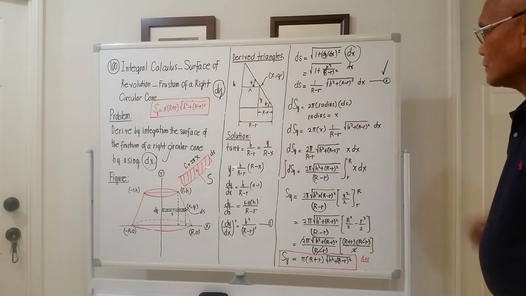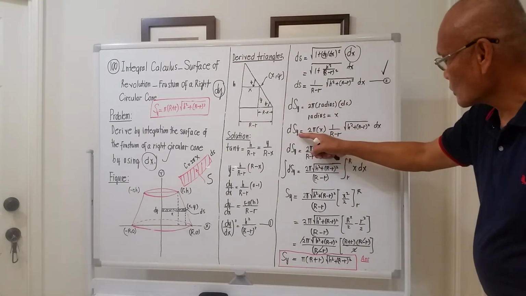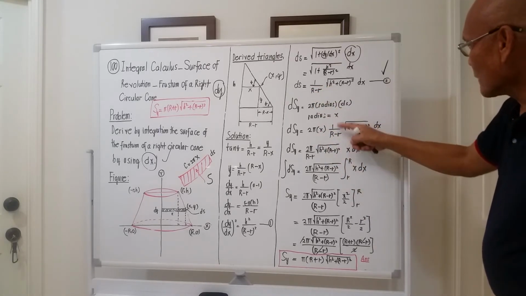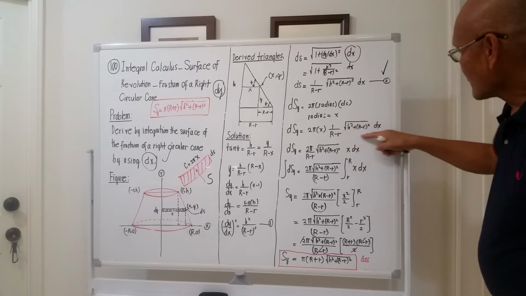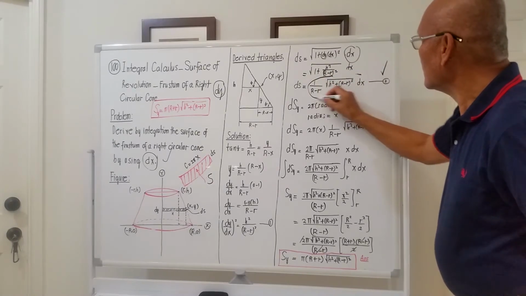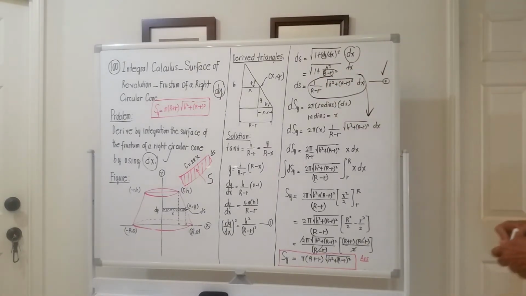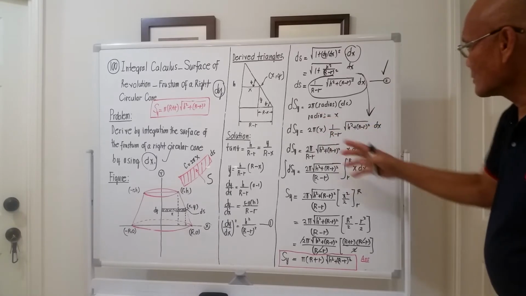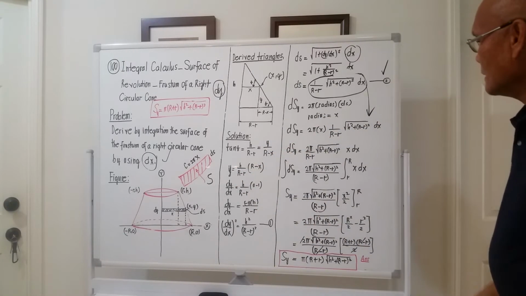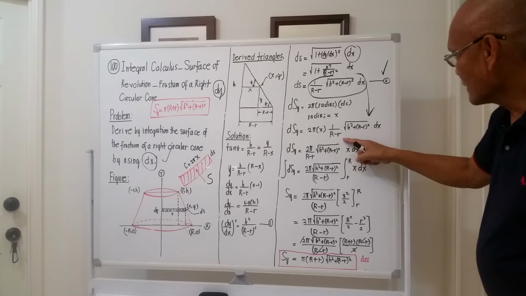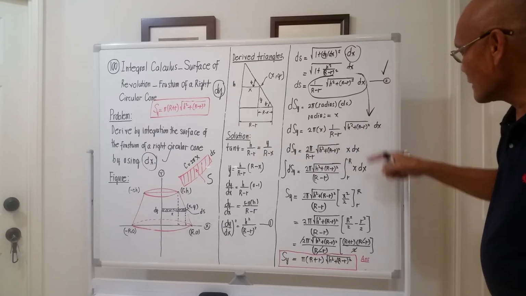So if we try to substitute now, differential S with the subscript y equals 2 pi times x times 1 over R minus r, times this radical sign here times dx. Oh, I just place this one. Substitute this one. So we try to rearrange. 1 over R minus r is constant, 2 pi is constant, so we try to compress them into 1. So this should be 2 pi over the difference of R minus r times this radical sign here times x dx.